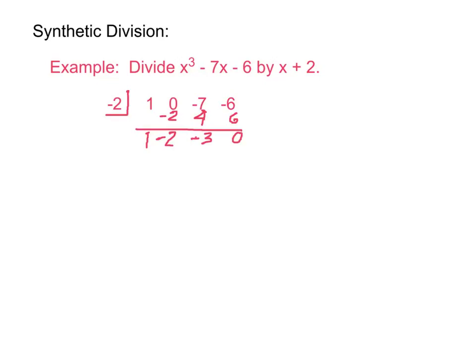Well, the numbers that you get here are basically the coefficients. So our answer would look like this. So this is our answer then. Using the coefficients that we got, we come out with x squared minus 2x minus 3.